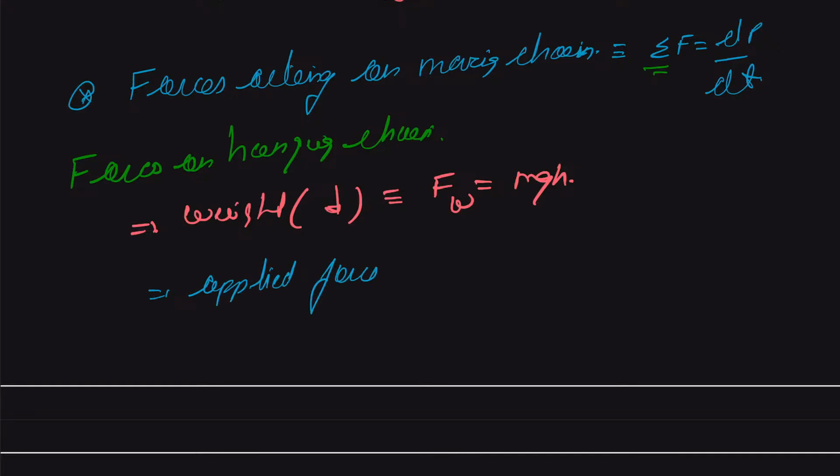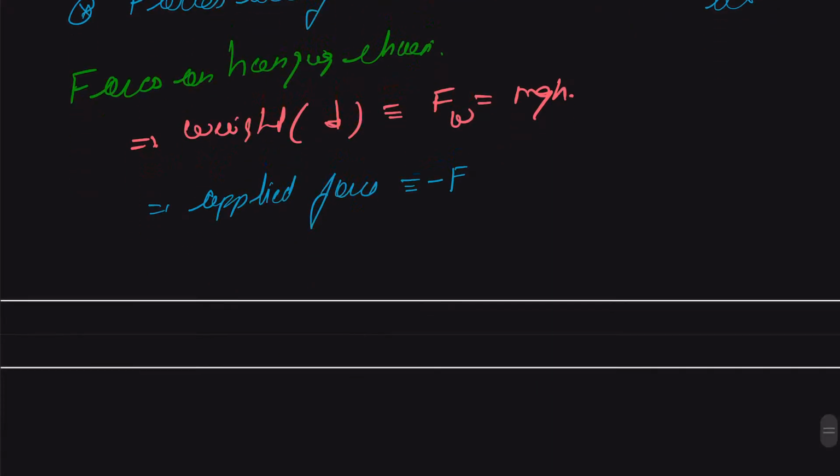Applied force, and the applied force is upward F, that is given in the question, and the sign is negative because in the downward direction we have taken as positive. And the third one will be the impulse because of the chain hitting the table. You can say impulse from the chain hitting the table.